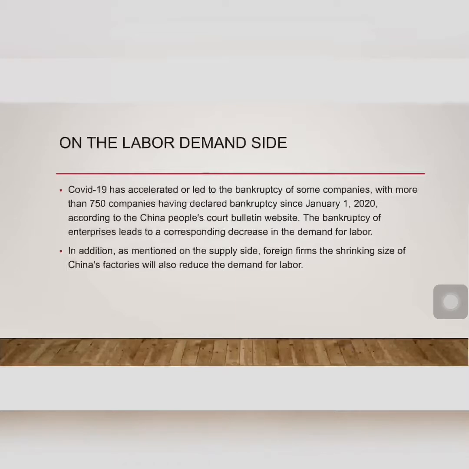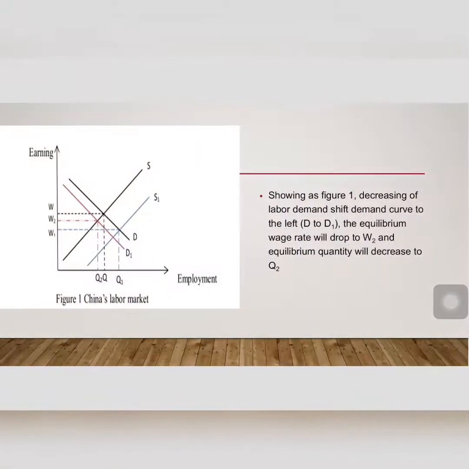On the labor demand side, COVID-19 has accelerated or led to the bankruptcy of some companies. The bankruptcy of enterprises leads to a decrease in the demand for labor. In addition, as mentioned on the supply side, foreign firms shrinking the size of Chinese factories will also reduce the demand for labor. Shown in Figure 1, the decrease of labor demand shifts the demand curve to the left, D to D1. The wage rate will drop to W2 and quantity will decrease to Q2.